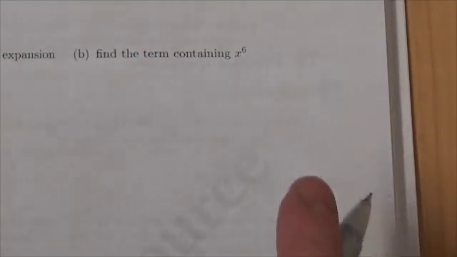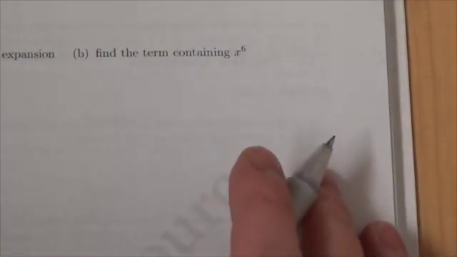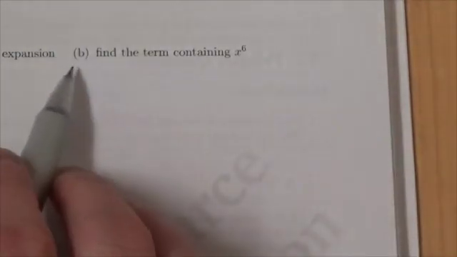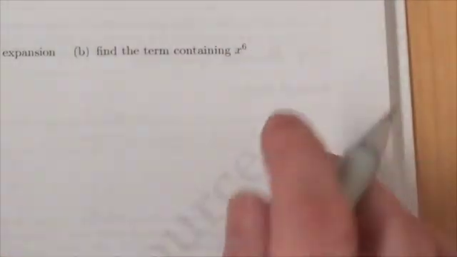Alright, hi everybody. This is Diploma Review here, and we're working through the chapter on permutations and combinations, and this is specifically about binomial expansion. So what we're going to do is find the term containing x to the sixth, okay? And what we're expanding here is (2x cubed minus 1 over x) to the 14.